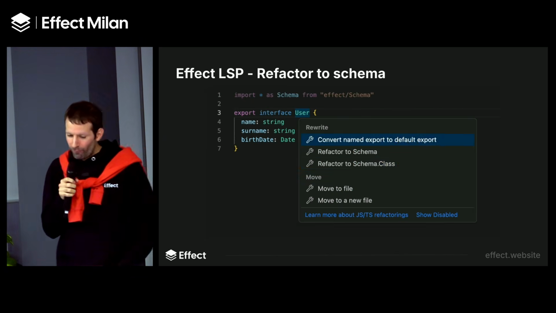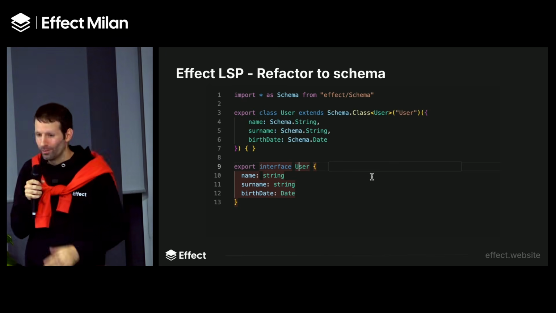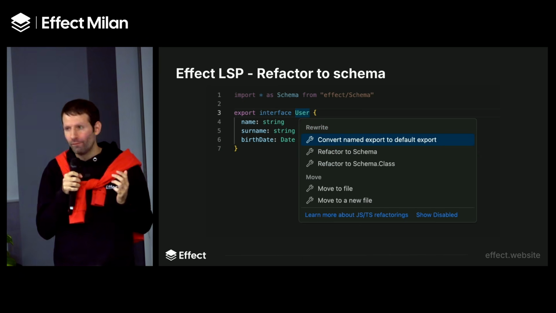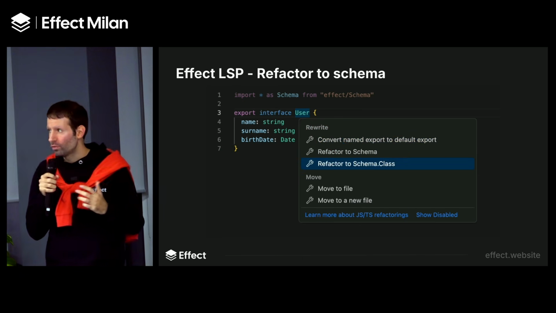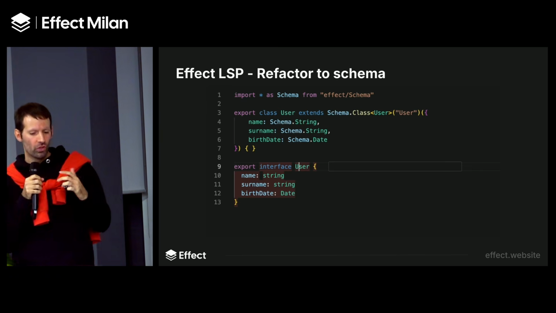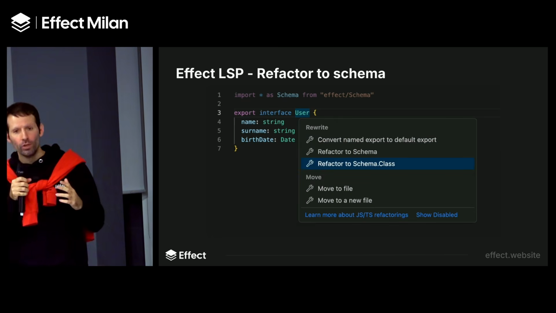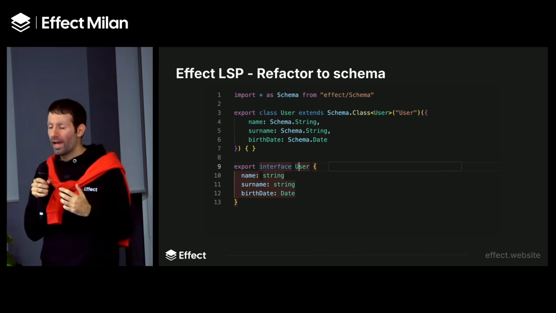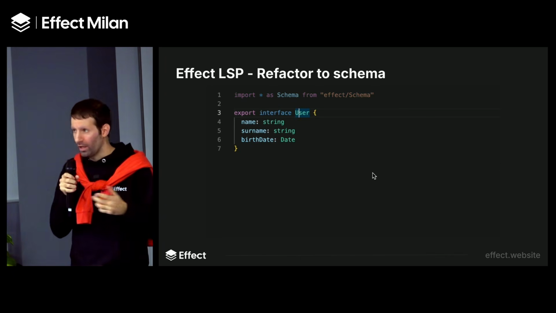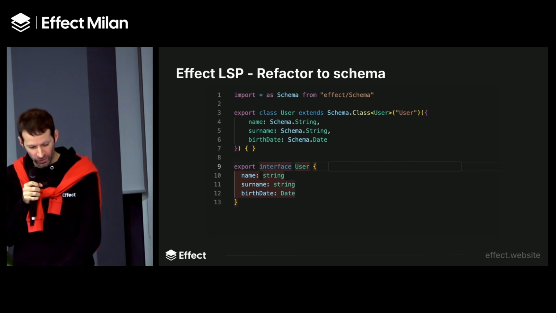And for the schema lovers, there is another interesting refactor where you can convert interfaces into schemas. And for those of you who don't know, Schema is basically a library where, by describing the structure you have, you automatically get things like parsing, encoding, or JSON schema or whatever, and it's all based on describing the structure and then having interpreters on top of that.